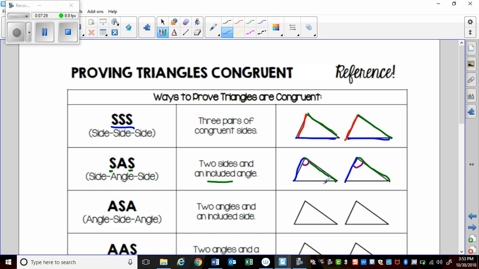So I can prove that this side is equal to this side, since it's not given. I can prove that this angle is equal to this angle, and I can prove that this angle is equal to this angle.